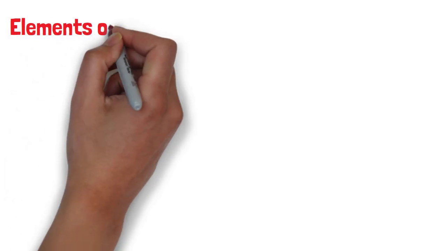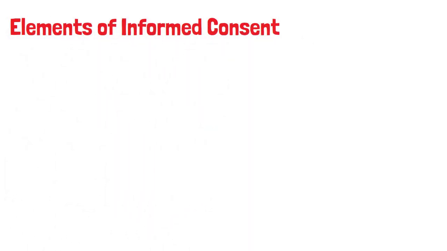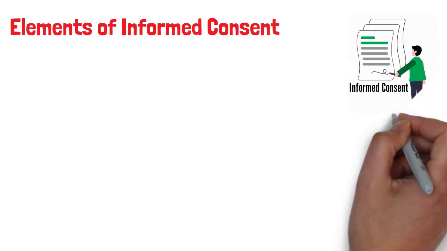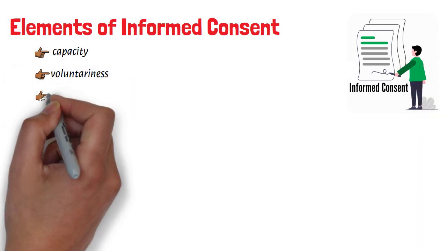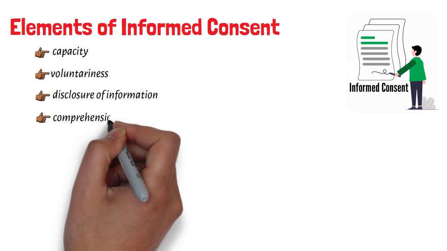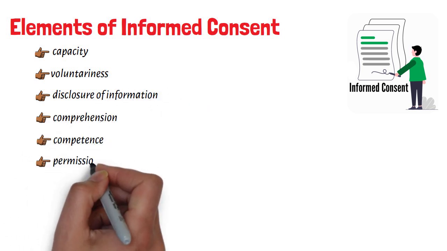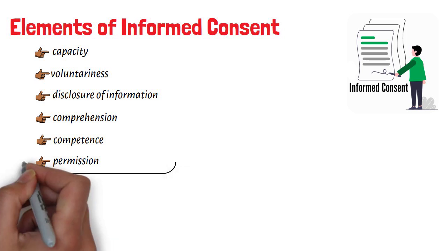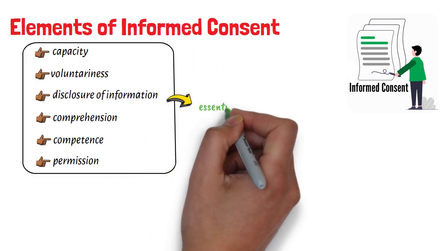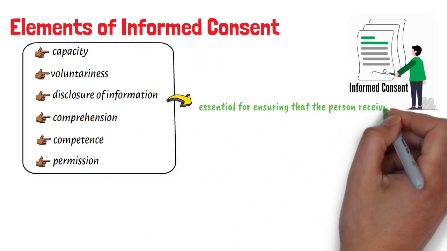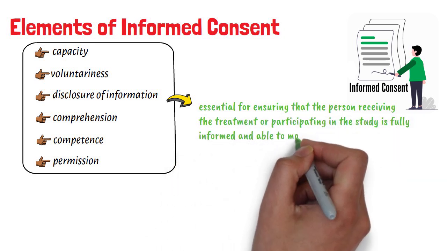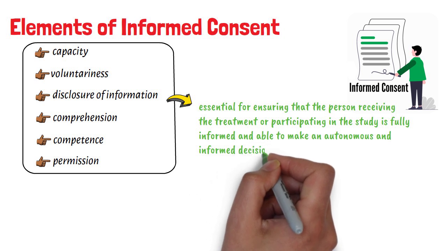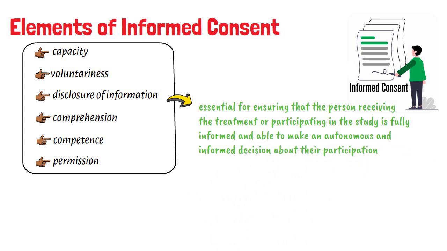On the elements of informed consent. The elements of informed consent are capacity, voluntariness, disclosure of information, comprehension, competence, and permission. These elements are essential for ensuring that the person receiving the treatment or participating in the study is fully informed and able to make an autonomous and informed decision about their participation.